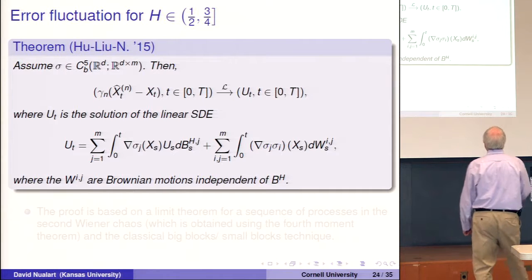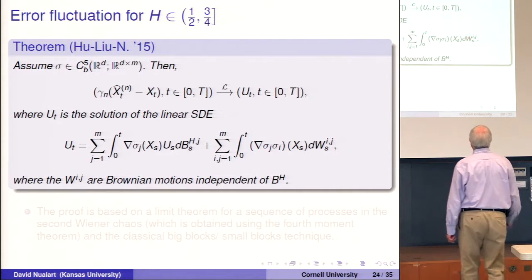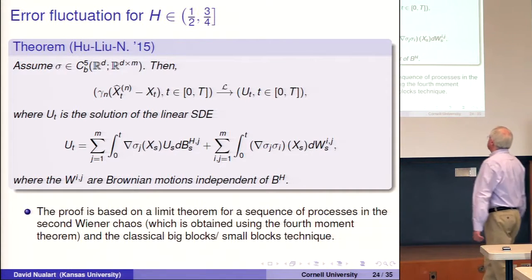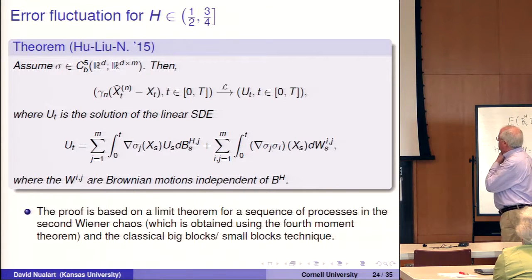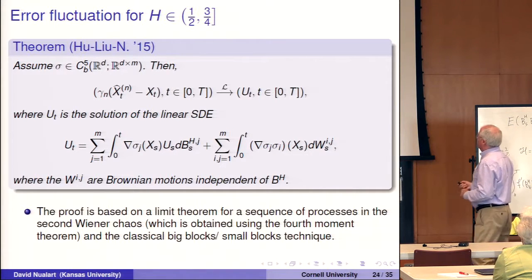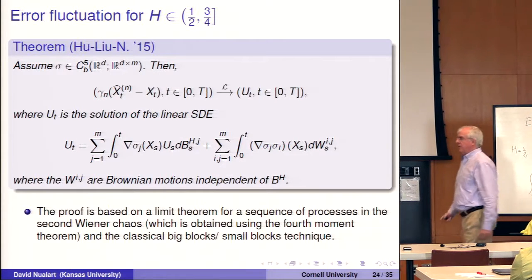Okay? So let me explain a little bit what this matrix valued Brownian motion is. Before this, I will also make some comments on the proof. And actually the proof can be reduced to a limit theorem for a sequence of processes in the linear case. And then you use a technique called big blocks and small blocks. But before talking about the proof, I would like to explain what this matrix valued Brownian motion is that appears here in the limit and which is independent of BH.